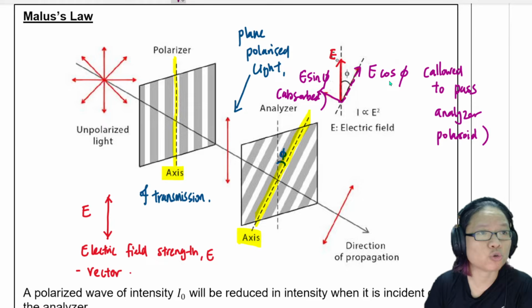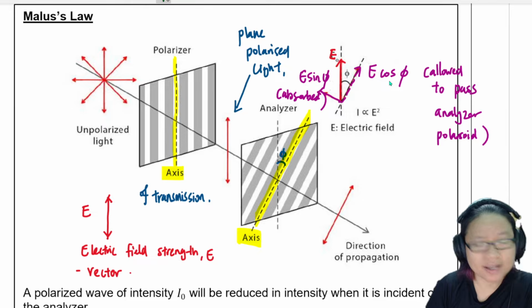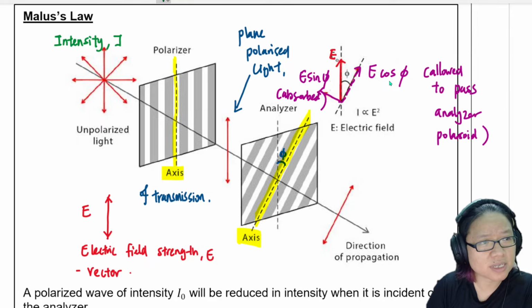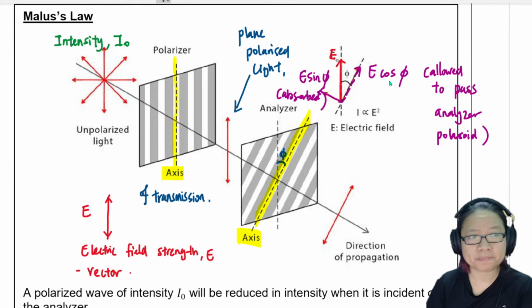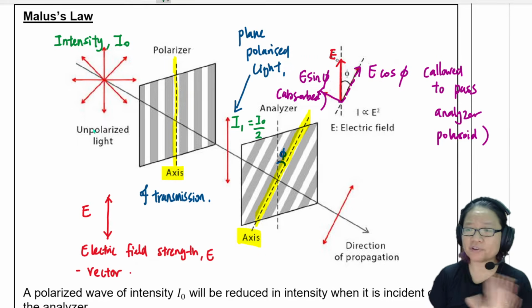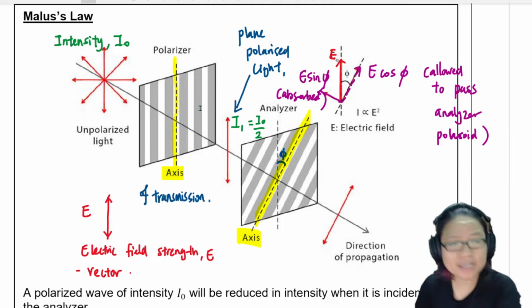Okay, so I'm going to label everything for you. In the previous video, you understood that every wave has energy, and we like to represent the intensity as a way to talk about the energy of the wave. So let's say this is intensity I0, the unpolarized light. And here your intensity is, let's say, I1. And I1 happens to be I0 over 2. Half of it is filtered away.